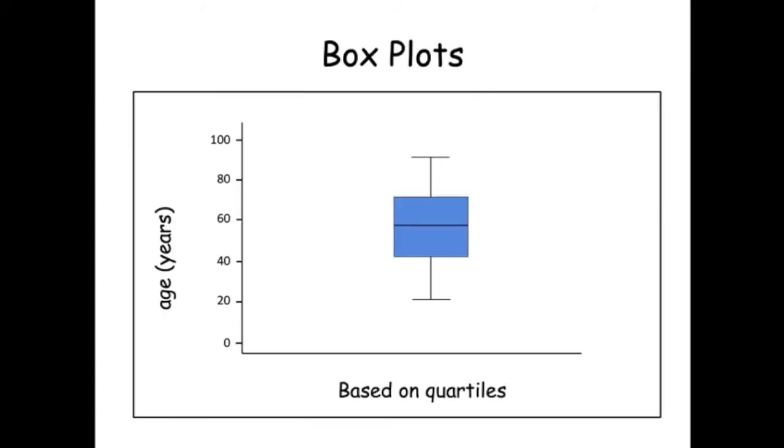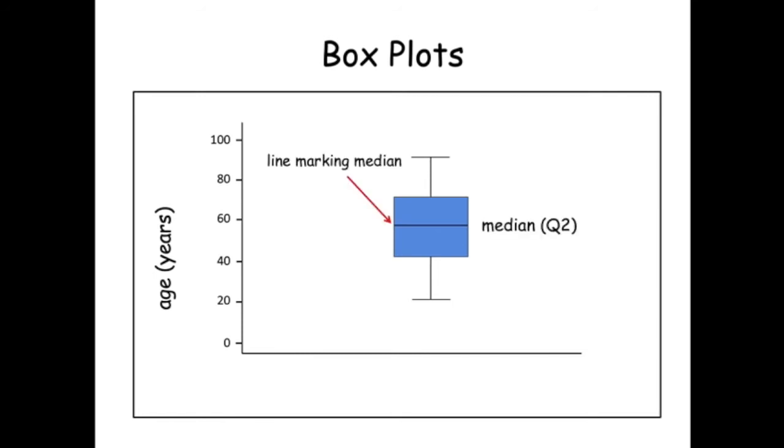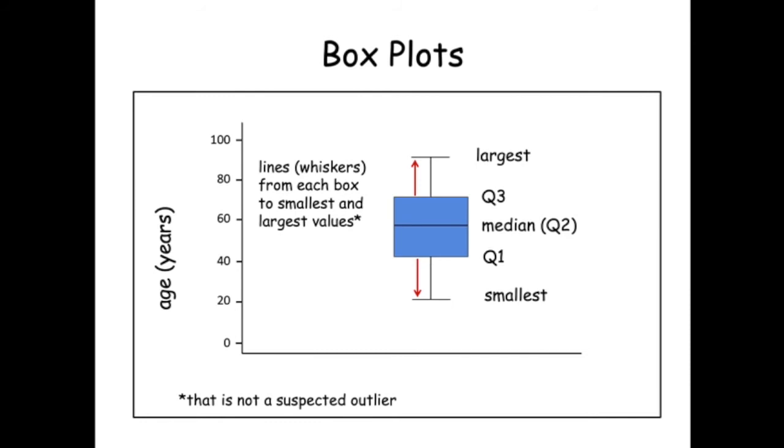A box and whisker plot, or box plot, shows a distribution in terms of quartiles. This box plot shows age, shown on the y-axis. Let's dissect it. First, there is a line in the middle of the two boxes that indicates the median, or second quartile. The outer edges of the boxes represent the first and third quartiles. The lines, or whiskers, show the distance from the first quartile to the smallest value that is not a suspected outlier, and from the third quartile to the largest value that is not a suspected outlier.